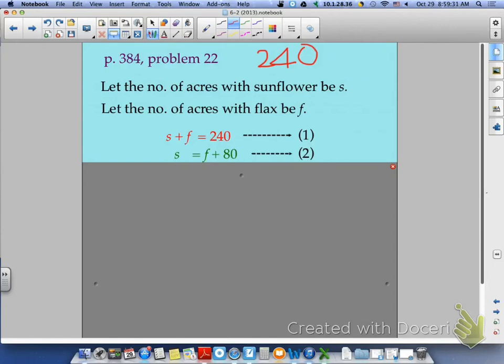Is it in a form where you can readily substitute? Yes? What did you say? 2F plus... well, you will get F plus 80, simplified. Oh, you're plugging in already. All right, so instead of S, I'm going to substitute F plus 80.